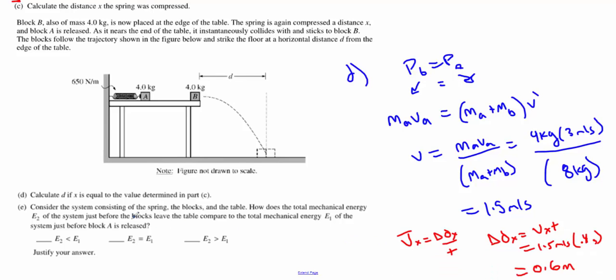Lastly, for E, we want to just figure out how the mechanical energy compares in the beginning to afterwards, E2 being the energy just before they leave the table, and E1 being just before A is released, so the energy here to the energy there. A lot of people will say they're equal because of conservation of energy, right? Well, they're not. Mechanical energy is the sum of each potential and kinetic all the way across the board. Well, E2 at the end is going to be less than E1 in the beginning simply because of the inelastic collision, there's going to be energy lost to the environment.